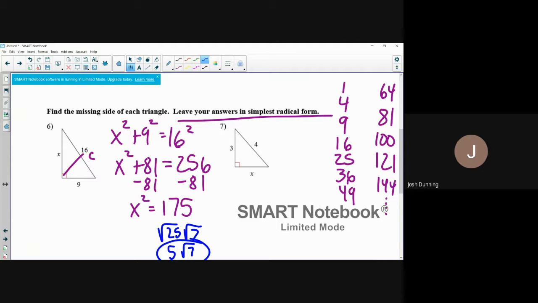Now on 4, x squared plus 3 squared equals, getting ahead of myself, 4 squared. So x squared plus 9 equals 16 minus 9. Yeah, this is a little different. This is actually really easy. Square root of 7. It says simplest radical form, but you can't divide 7 by 4. Nothing bigger than 7 goes in. So that's already simplified.